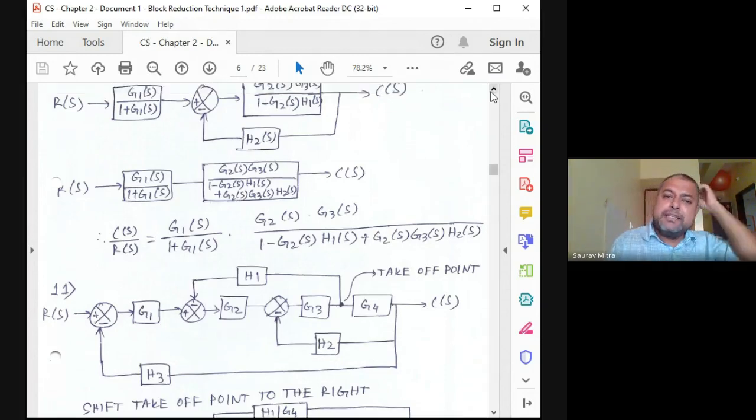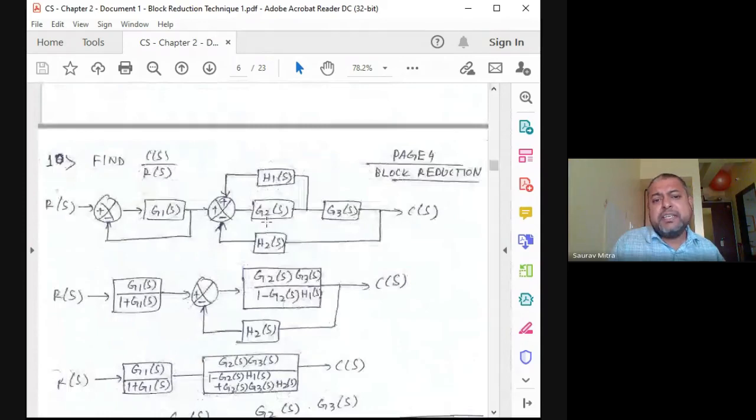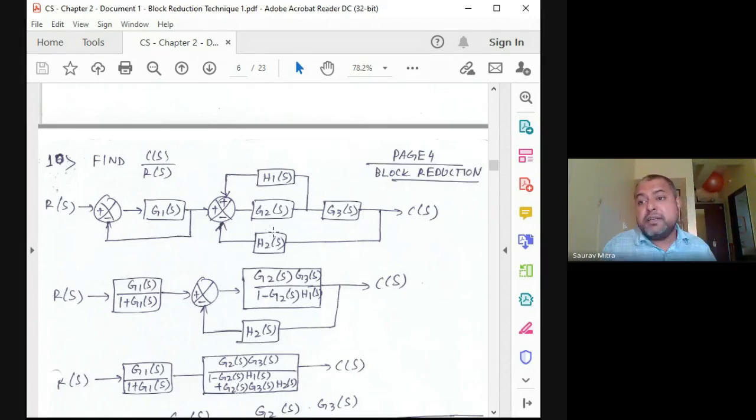But this numerical is very easy, because here three loops are there and there is no entanglement. What is meant by entanglement? Shifting the takeoff point before or after some gain block, shifting the summing point before or after the gain block, all those things are called entanglement. So whatever numerical will be asked in the exam will be a little difficult. It will not be this easy.